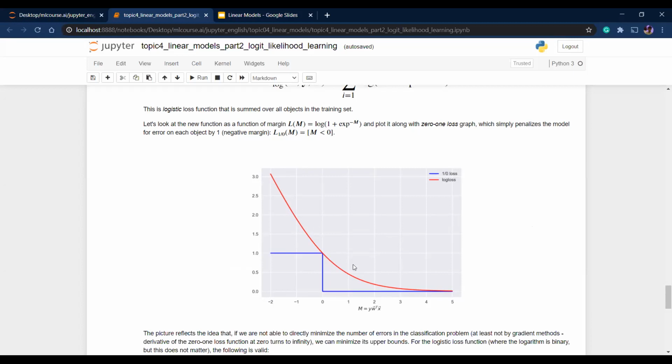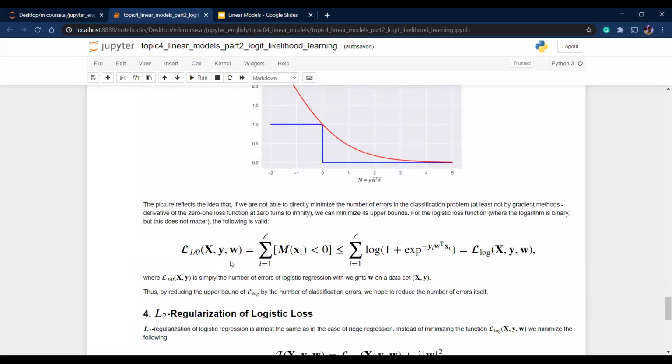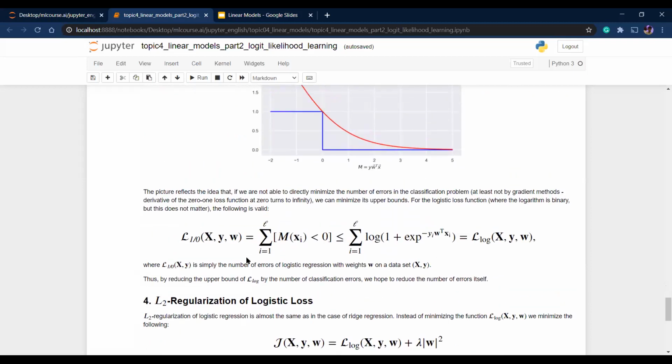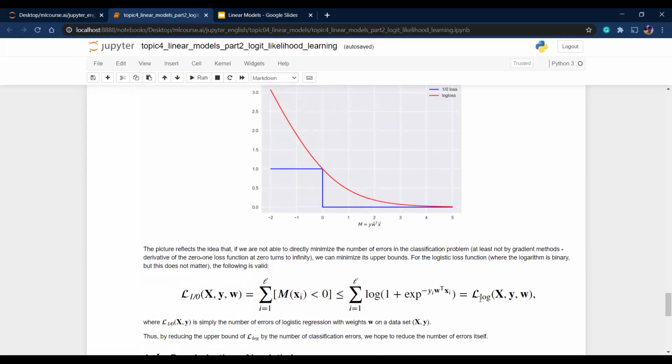Log loss gives you a smooth curve from a high error to close enough to the true error. So this is what you want to use, and the blue line is what you don't want to use. And this is just an expression of what this log function is, nothing complicated.